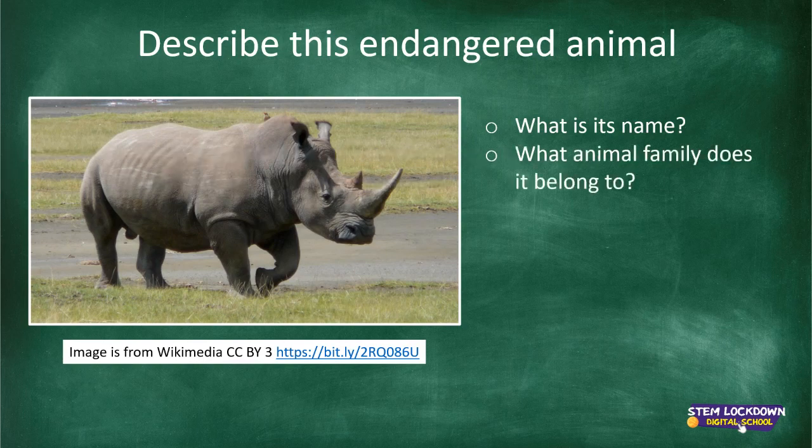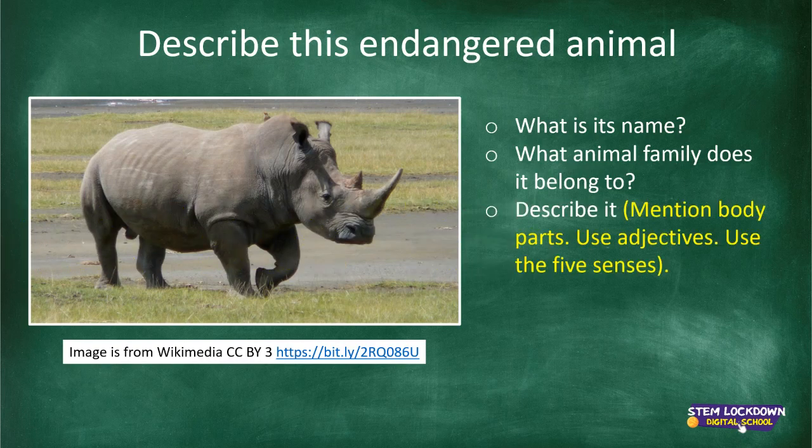You would have mentioned that it is a mammal, what family it belongs to. It's the mammal family. And you would have described it, mentioning its body parts, using adjectives, trying to think what it looks like, what it feels like, what it sounds like, using the 5 senses. And then you would have mentioned a reason for it being endangered.